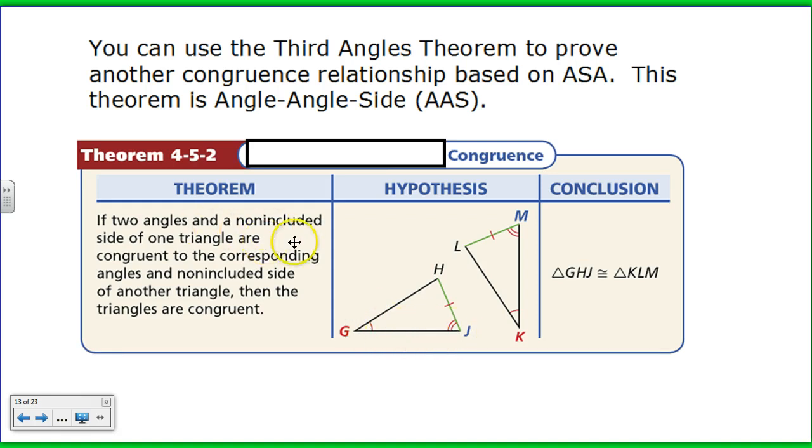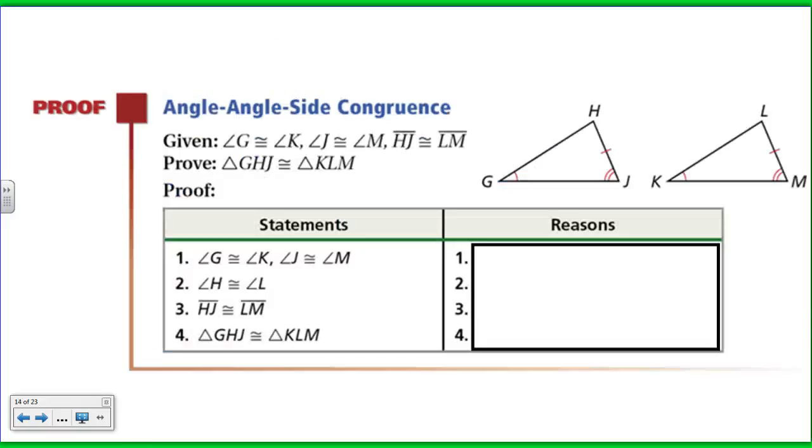If two angles and a non-included side of one triangle are congruent to corresponding angles and non-included side of a second triangle, then the two triangles are congruent. This is called, as you saw, the AAS congruence theorem. Okay, let's try proving this.